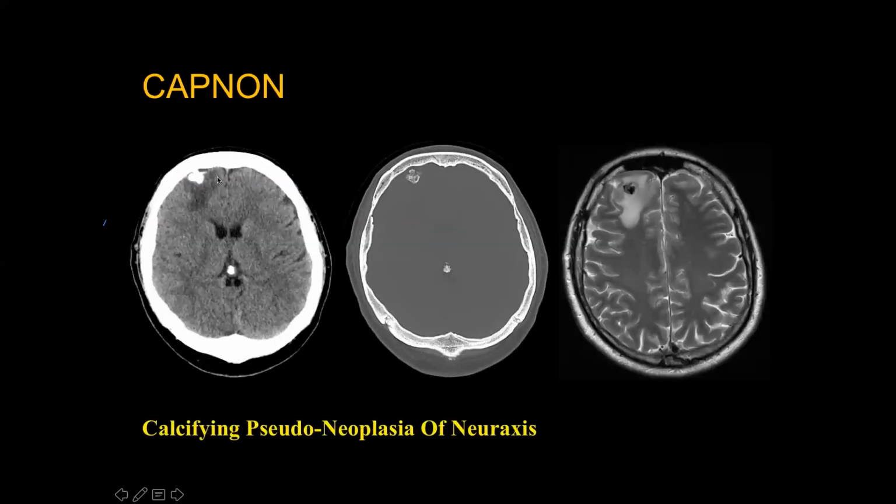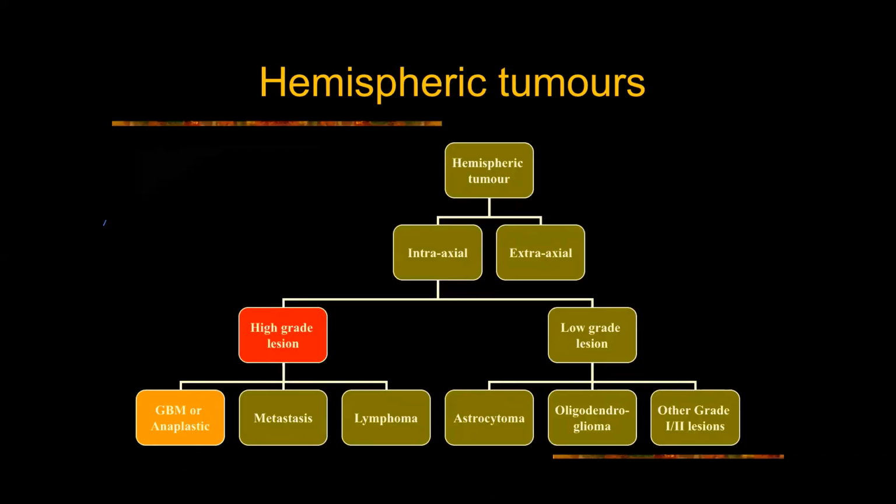Then there's another lesion that looks like a low-grade lesion or calcified lesion with a lot of edema around it. And on CT, it looks like a chunk of bone sitting in there. And on MR, the chunk of bone is black, and there's a lot of edema around it. This is what I call a CAPNON. It's calcifying pseudoneoplasm of the neuraxis. It's a recently recognized entity. So these lesions, intra-axial lesions, are less common. Majority are going to be high-grade lesions.